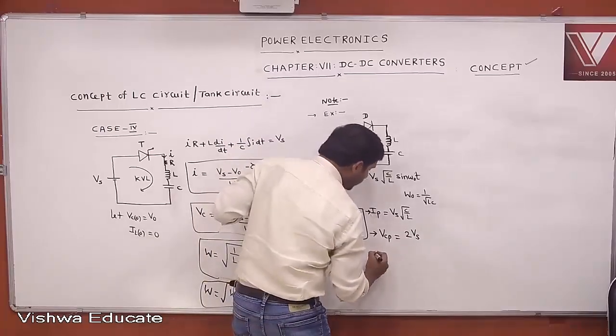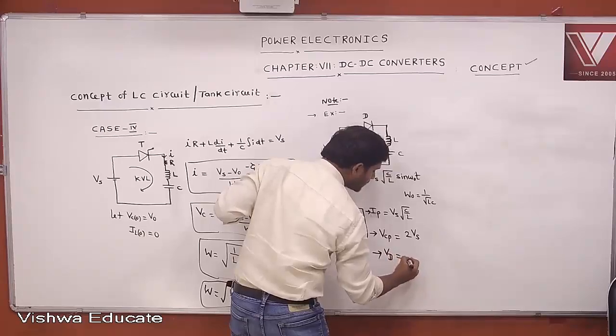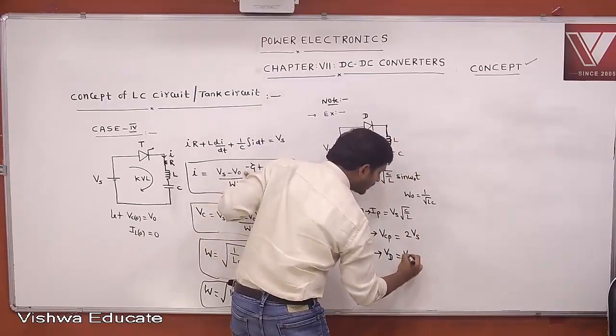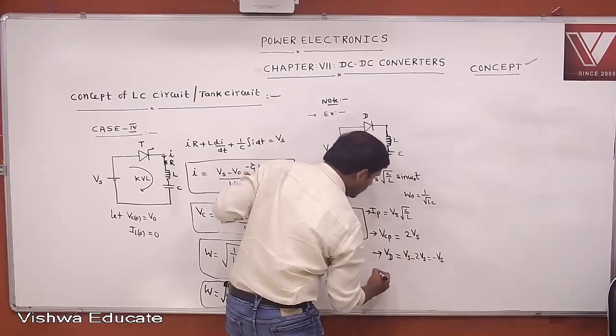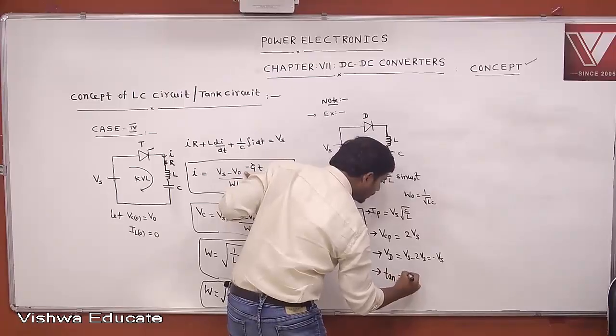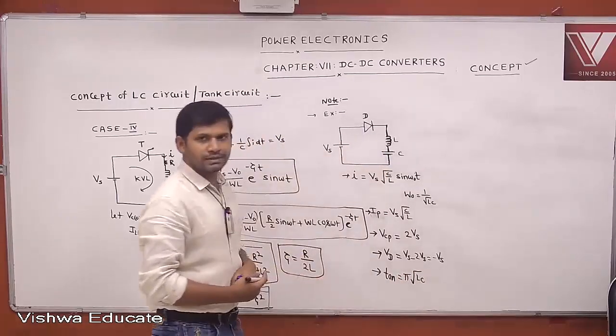Once you know the peak voltage across the capacitor, what is the voltage across the diode or thyristor? This voltage minus this voltage at steady state condition: Vs minus 2 Vs, that is minus Vs. Then what is the on time of the diode? That is pi root LC. How much time is it on? That is pi root LC.